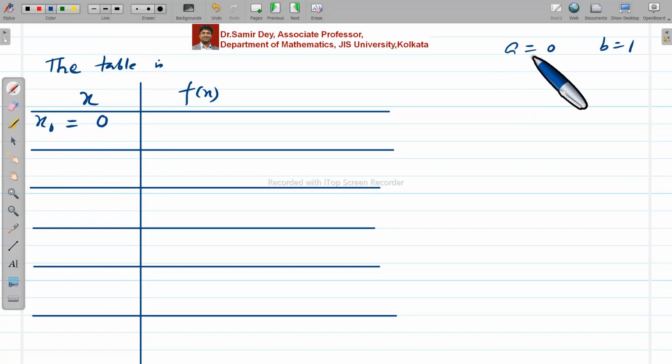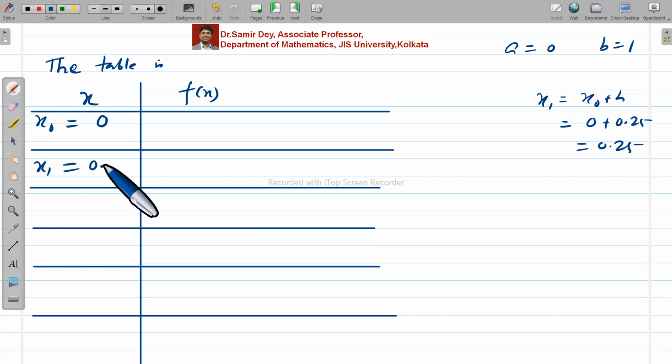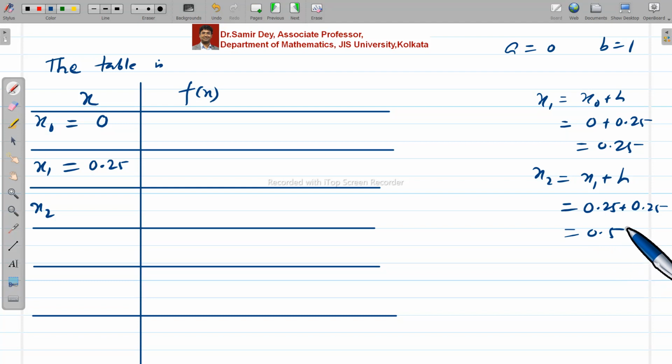So x0 means starting point. Then x1. What is x1? Basically, x1 is equal to x0 plus h. What is your x0? 0. What is h? H is equal to 0.25. Ultimately, it is coming 0.25. So please write down 0.25. Now x2. What is your x2? x2 is equal to x1 plus h. What is your x1? x1 is equal to 0.25 and h equals 0.25. Ultimately, it is coming 0.5.